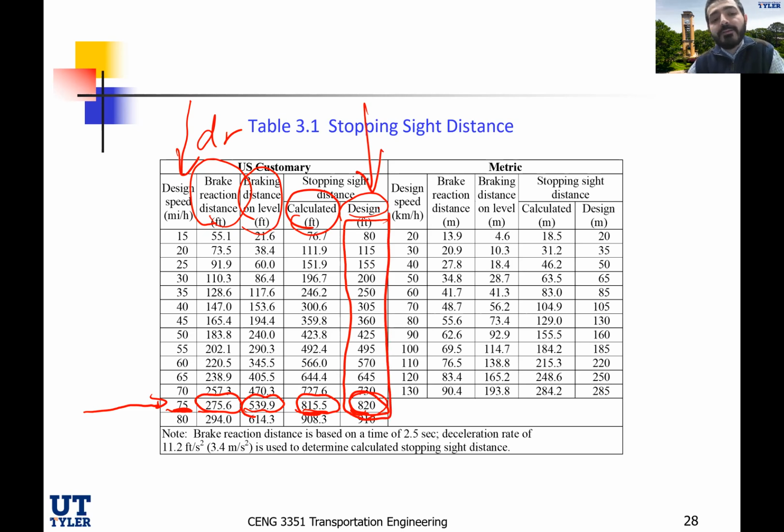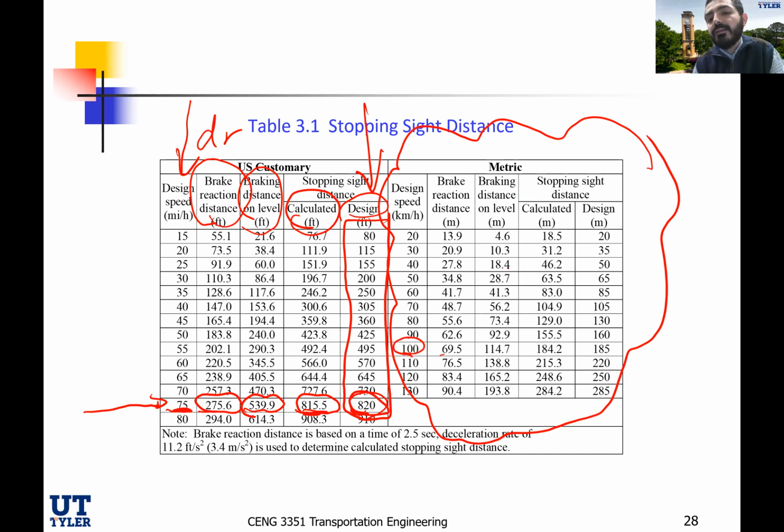So if you think about it, again, it's a nice little table. You don't have to calculate the stopping sight distance every time, and it's available for you. Even if you get to work overseas, you're going to use the other half of the table right here. If you are designing a roadway at 100 kilometers per hour, you got the brake reaction distance and the brake distance on level, and then the calculated, and this is the design number.